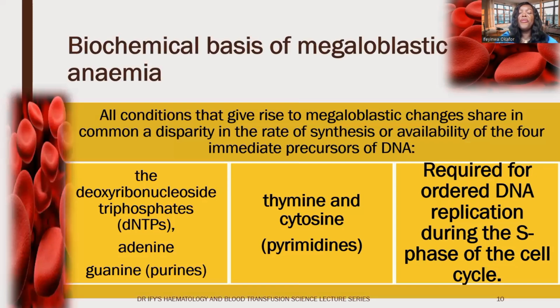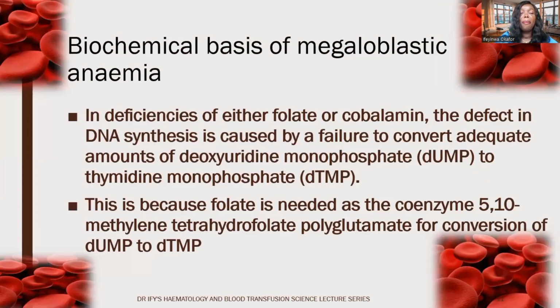All conditions that give rise to megaloblastic changes share in common a disparity in the rate of synthesis or availability of the 4 immediate precursors of DNA, which are adenine and guanine, the purines, and pyrimidines, thymine and cytosine, that are required for ordered DNA replication during the S phase of the cell cycle.